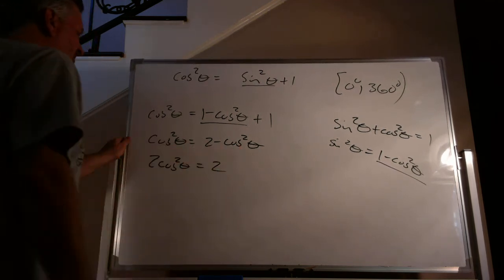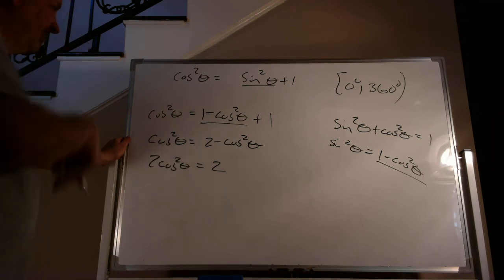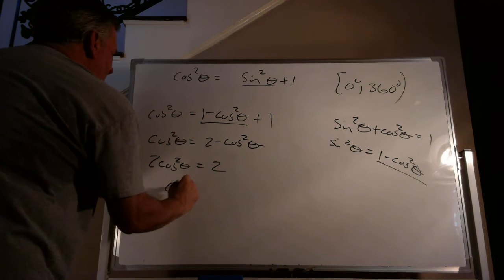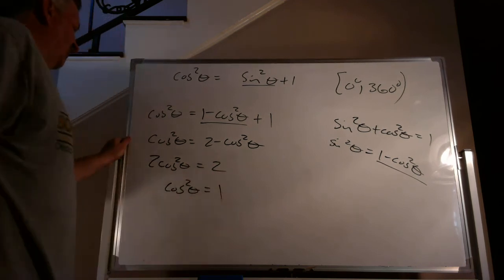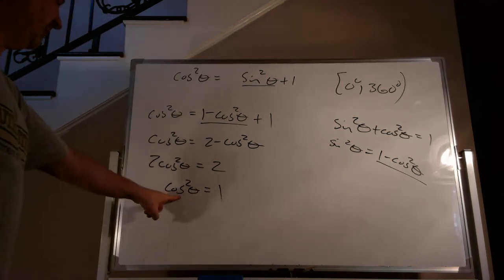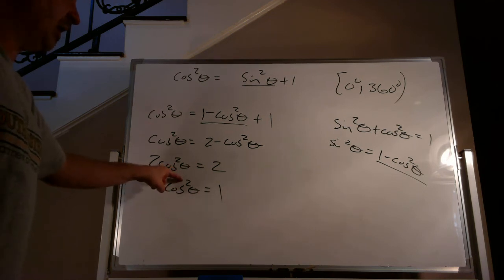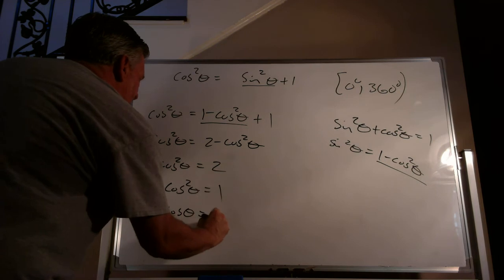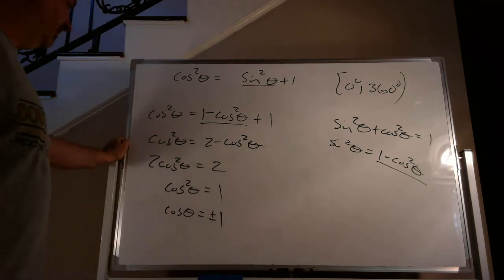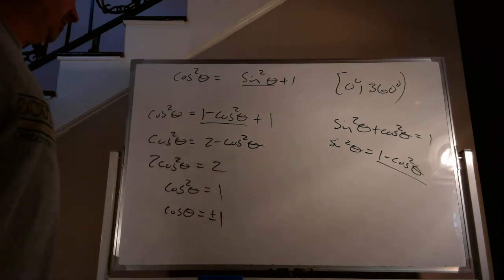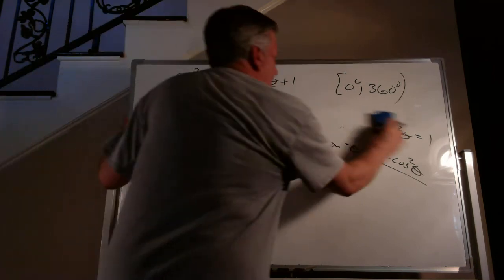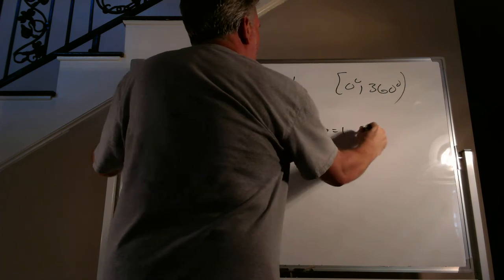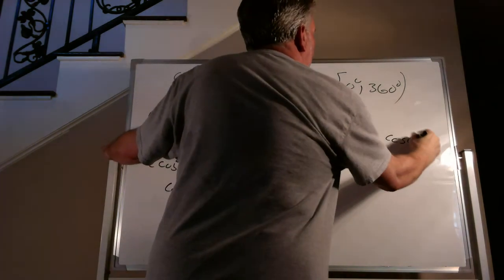I just added cosine squared to both sides, and I'm getting rid of that. Divide both sides by 2. Cosine squared theta is 1. And I just want the trig function cosine, so I'm taking a square root of both sides. It's an even root, so I have to do plus or minus 1. When you introduce a square root, you have to take the plus and minus. So notice I'm down to 2 things. Cosine theta is 1 or cosine theta is minus 1.